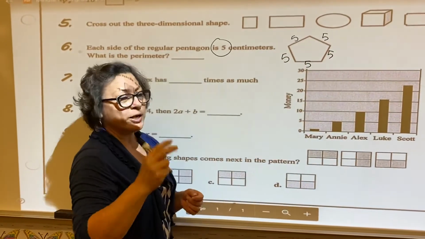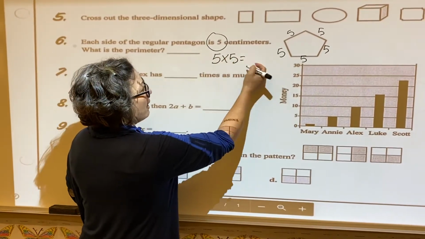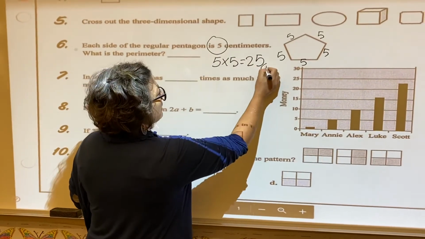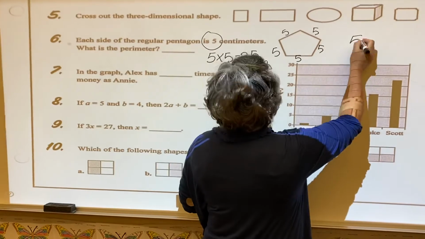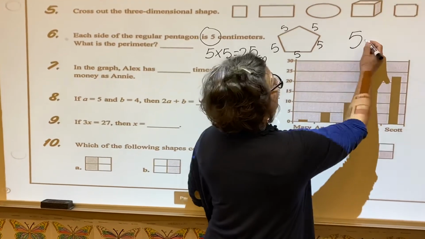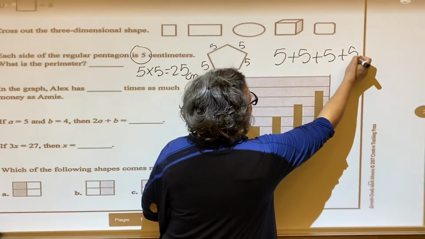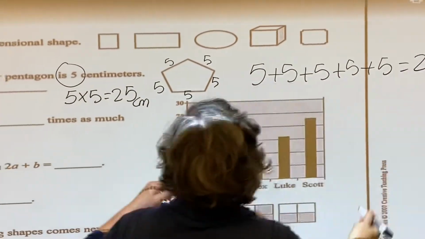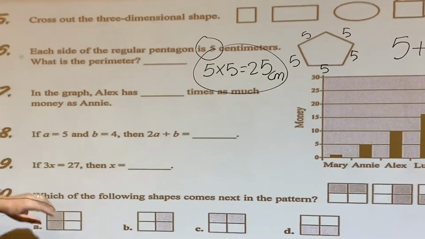There are 2 ways you can solve this. You can multiply your 5 times 5, because after all, we have 5 sides, and that gives us 25. And those are centimeters. Now, the long way would be adding the sides, right? You can do that. You can always do that too, but if you want to save some time, you want to use this. 5 times 5 equals 25.